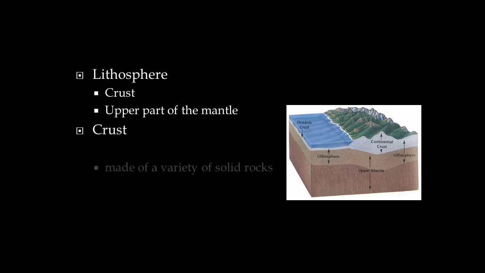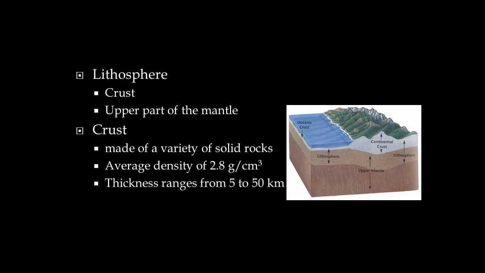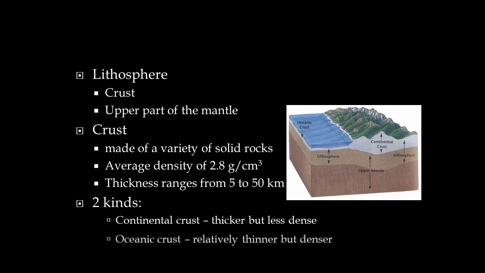As discussed in the previous module, the lithosphere is composed of the crust and the upper part of the mantle. And then the crust is made up of a variety of solid rocks with an average density of 2.8 gram per cubic centimeter and a thickness that ranges from 5 to 50 km. There are 2 kinds of crust, the continental and the oceanic crust. They differ in terms of thickness and density.